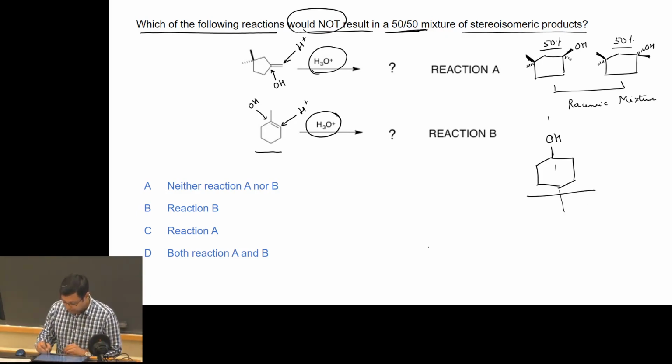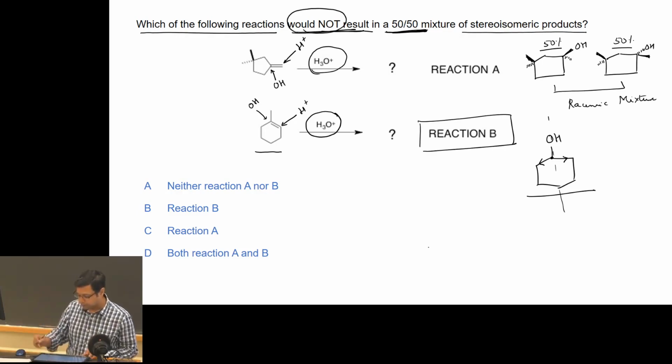There is a plane of symmetry running here. This carbon is not chiral. Right? This path is same as this path. So in reaction B, you're going to form only one compound. There is no 50-50 mixture because there is no enantiomers. Right? The question is asking you which of the reactions you will not form a 50-50 mixture. So the answer is reaction B. Right? So only when you're forming enantiomers, the answer will be 50-50 mixture. Right? Whenever you're not forming enantiomers, you will not get 50-50.